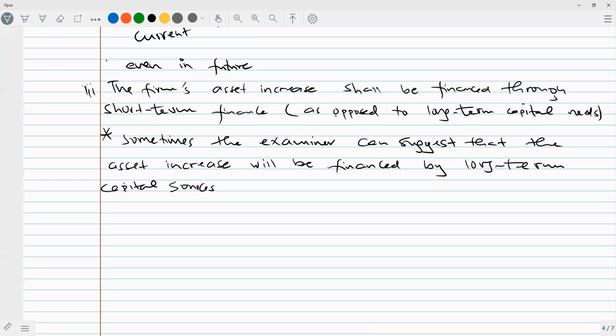That's another assumption that we do make, that the financing of the company assets is done through short-term finances as opposed to long-term finances. However, you have to be quite careful about what the examiner is informing you.